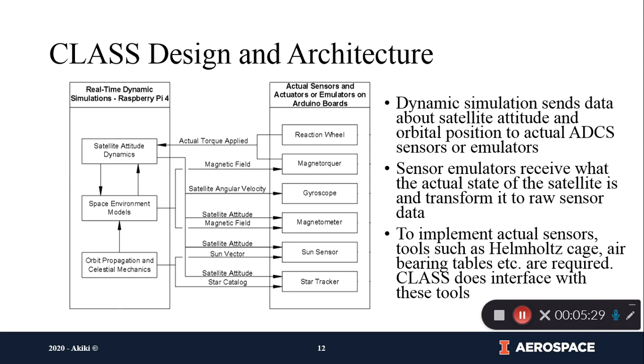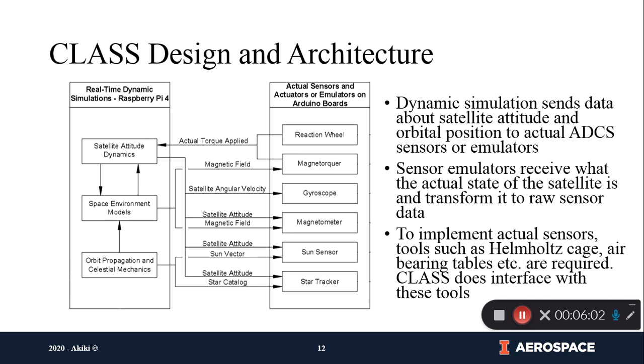The dynamic simulation is then interfaced with either the actual sensor or an emulation of the sensor. For example, you can have a magnetometer sitting inside a Helmholtz cage and have the dynamic simulation command the Helmholtz cage to generate a magnetic field that is expected to be experienced by the satellite in orbit. The magnetometer will then pick up the magnetic field that was generated and send it to the satellite system being tested.